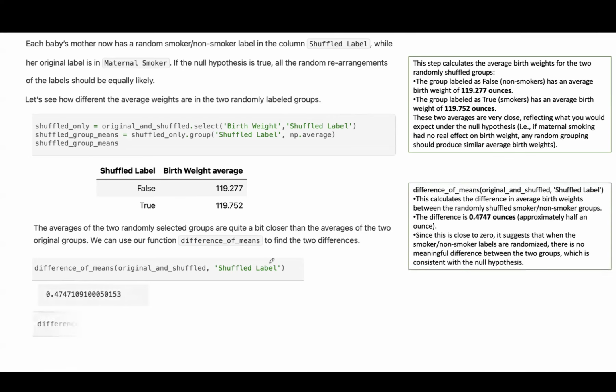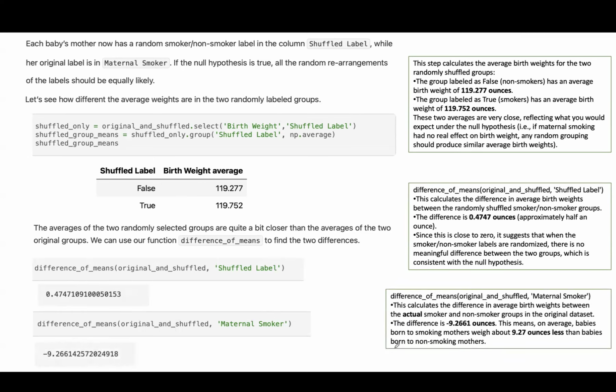Now, if you take a look at the difference of means between original and maternal smoker, you're going to see you have a negative number. This negative number is saying that, on average, babies born to smoking mothers weigh about 9.27 ounces less than babies born to non-smoking mothers. Now remember that a small difference here is consistent with the null hypothesis.